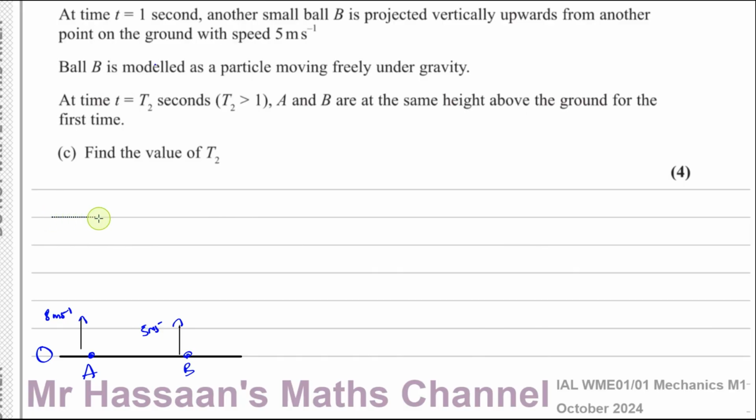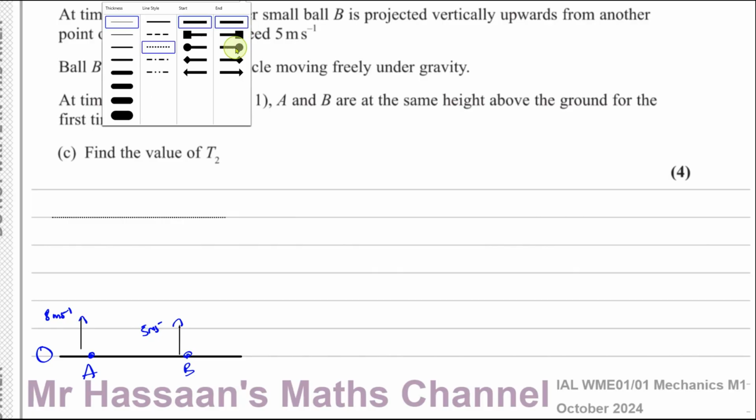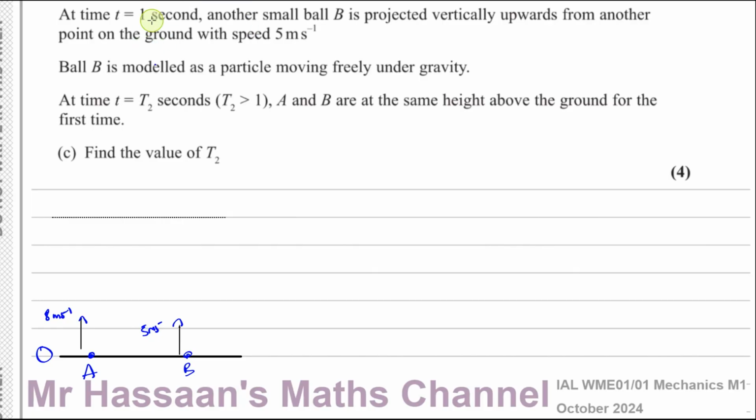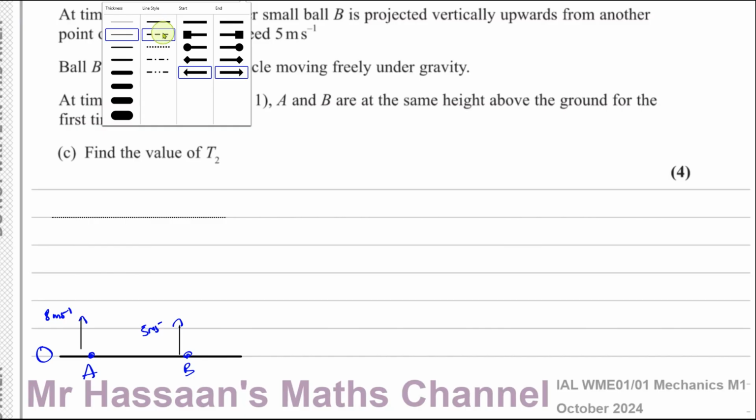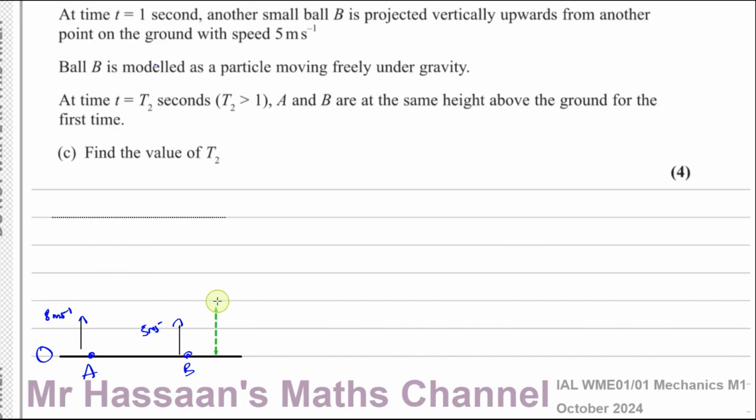Let's say the height is over here, and that height we're going to call X. That's the height that they both reached. So the height they both reached, let's call it X. They both reached that same height at time t2, at the same time.